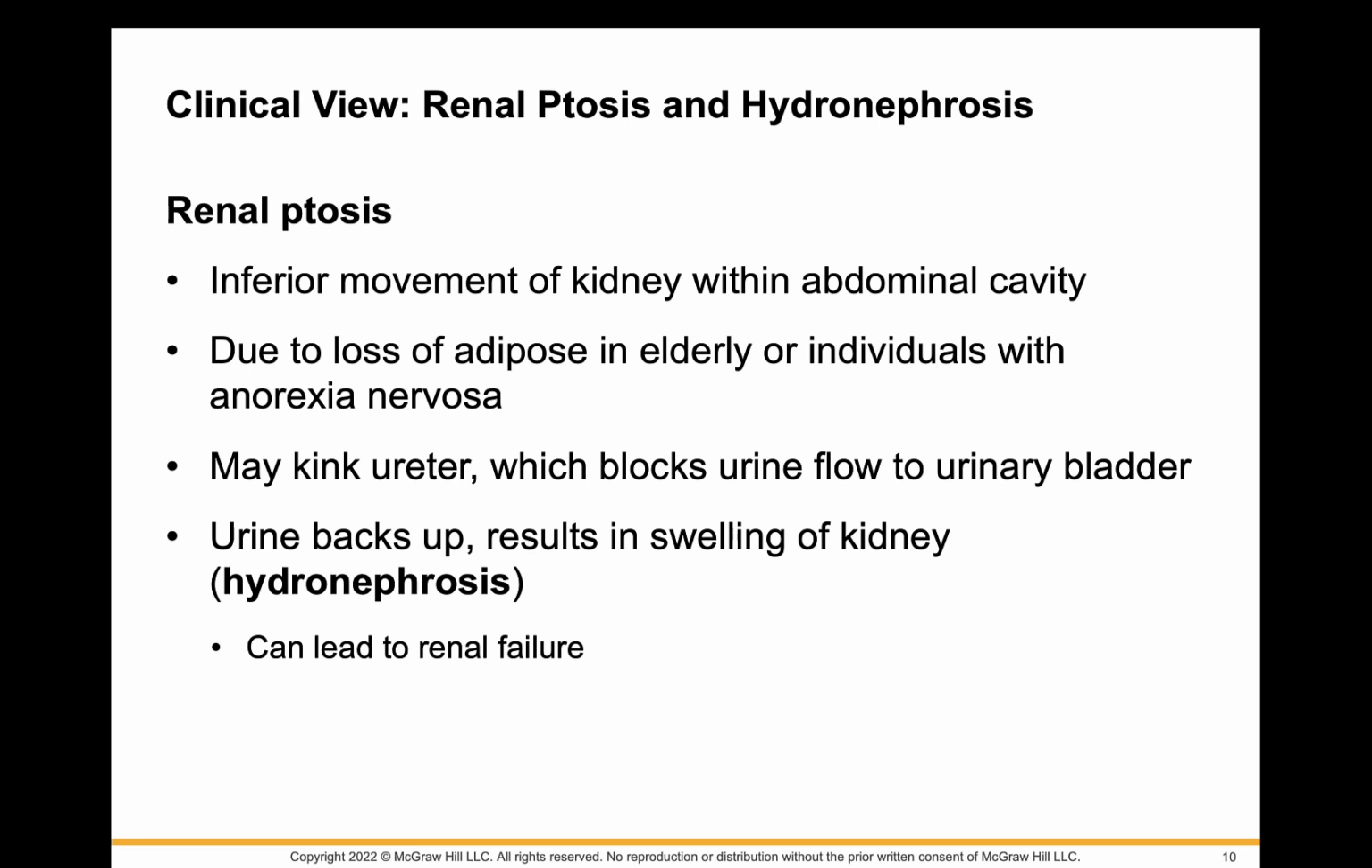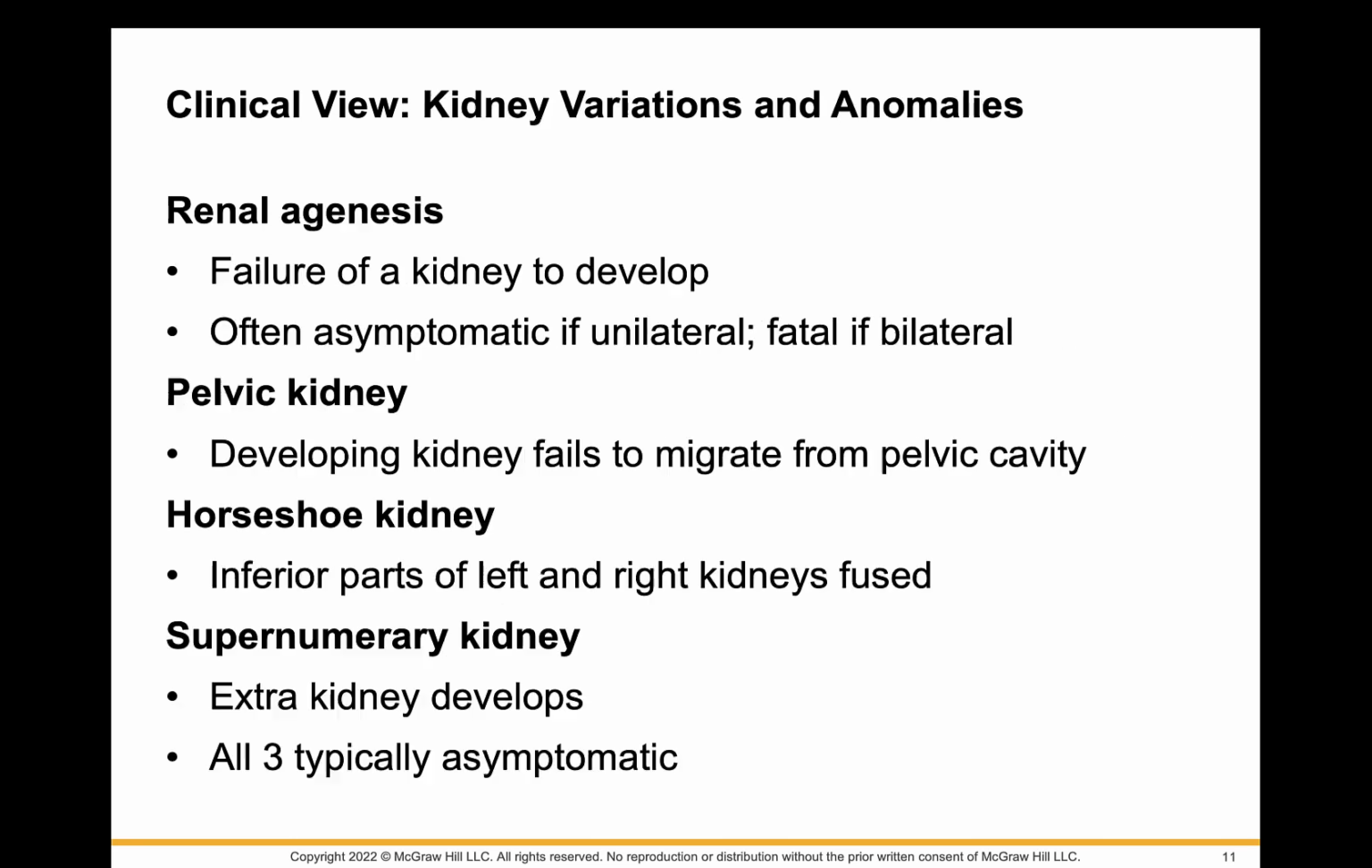Now, there are a number of different clinical situations that are tied into the kidneys. One is known as renal ptosis. What this is, for some reason, there's been a downward movement of the kidney within the abdominal cavity. Generally, this may be due to loss of adipose tissue in elderly individuals, or may be seen in someone suffering from anorexia nervosa. The issue here is the ureter may actually kink, and this will block the flow of urine to the bladder, and there's going to be a backup of urine, and this results in a swelling of the kidney, and this is something that can very much end up with renal failure.